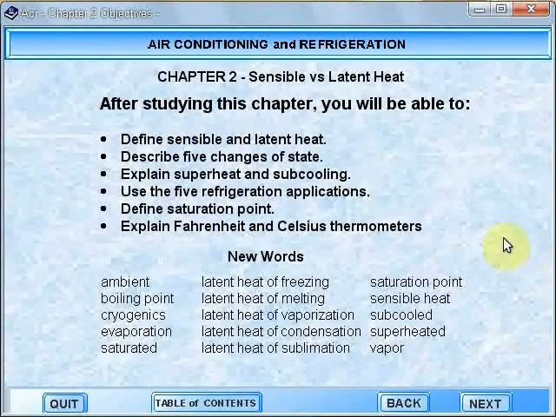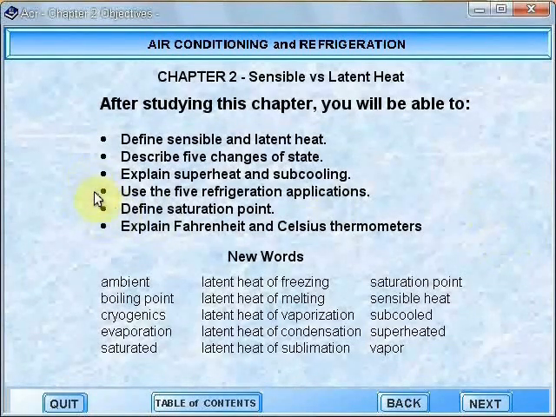After studying this chapter, you will be able to define sensible and latent heat, describe 5 changes of state, explain superheat and subcooling, use the 5 refrigeration applications, define saturation point, and explain Fahrenheit and Celsius thermometers.